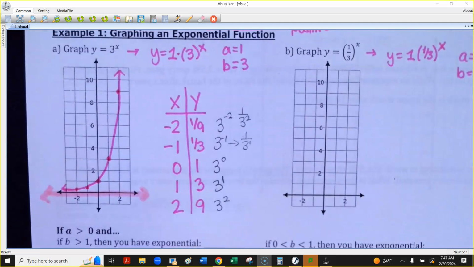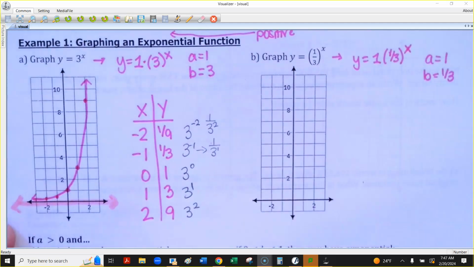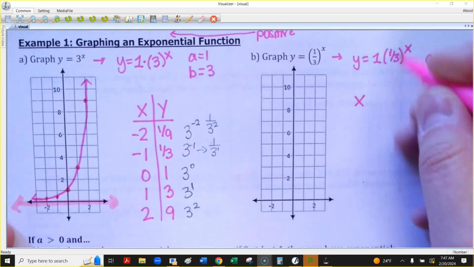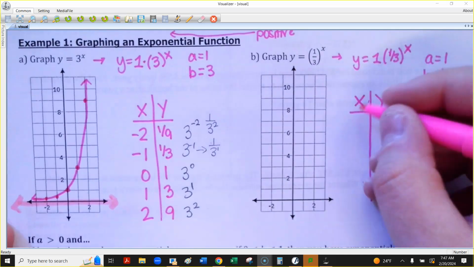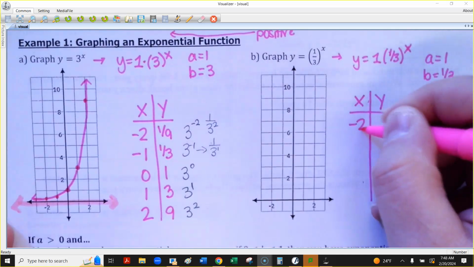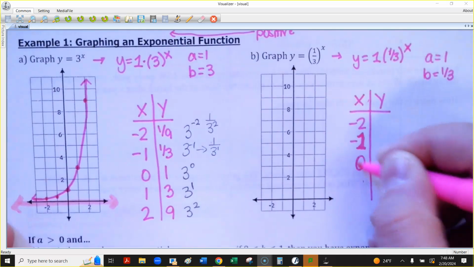All right, so let's switch over to this one. So in this one, my a value is 1 again, but now my b value is a fraction here. It's okay for the b value to be a fraction or a decimal. It just can't be negative. So I'm going to use those same table values. -2, -1, 0, 1, 2.